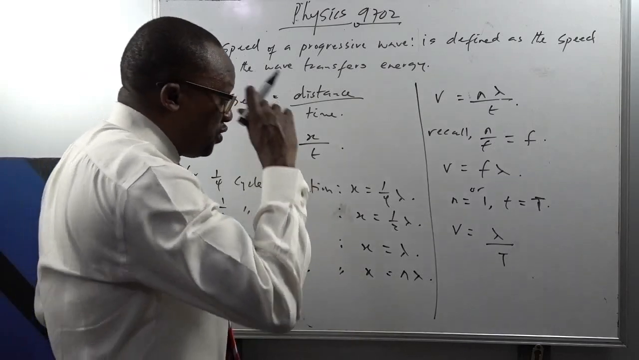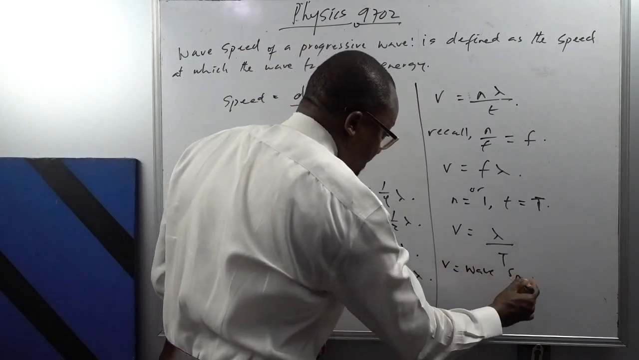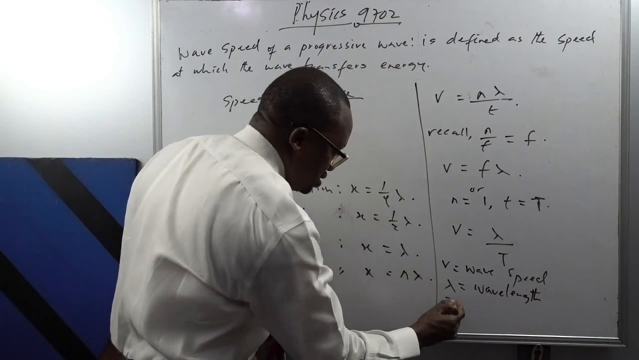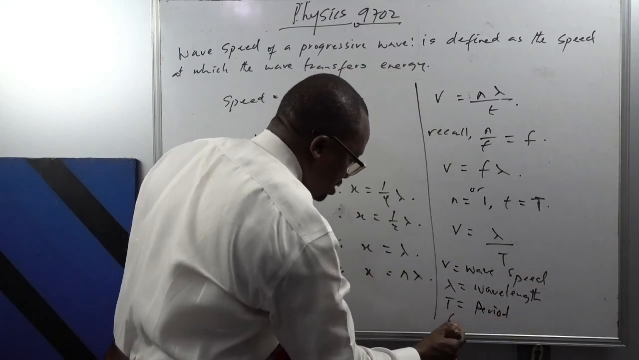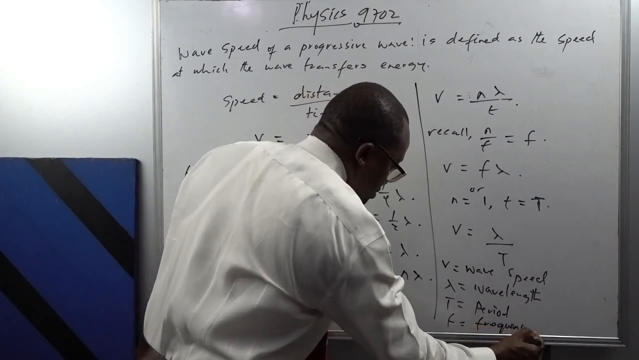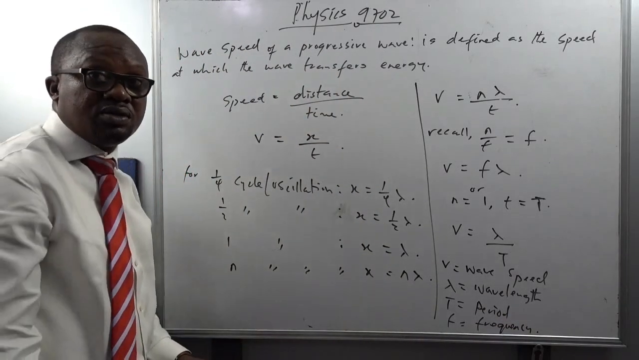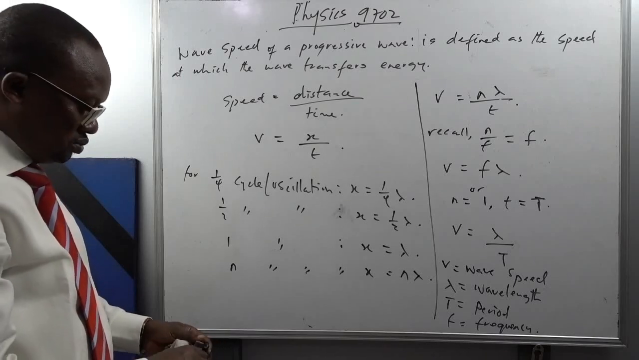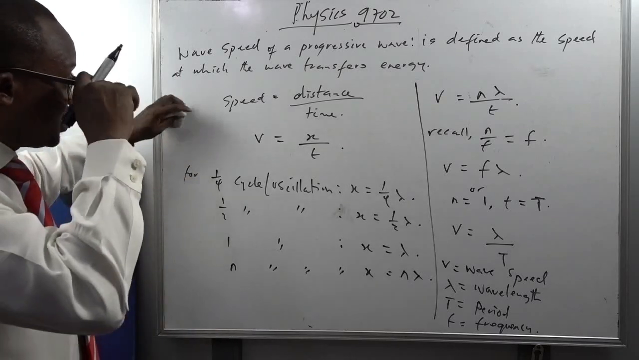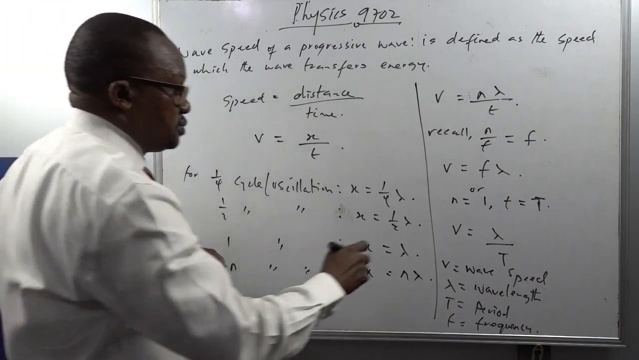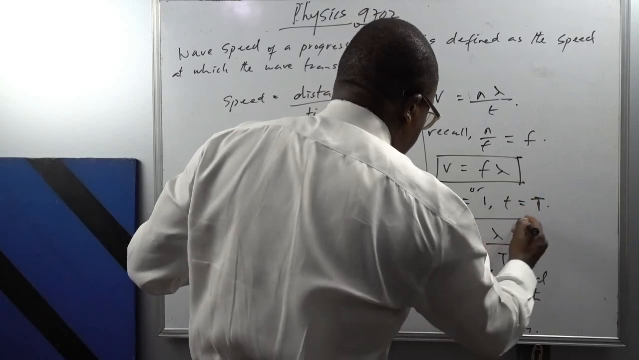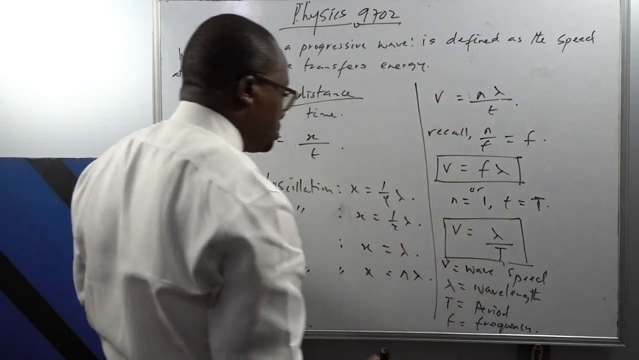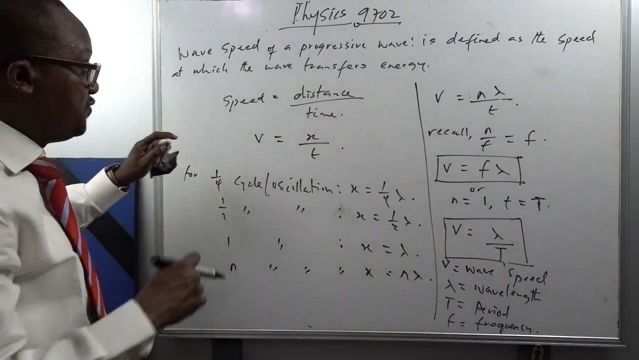Okay? So v is wave speed, lambda is wavelength, P is period, f is frequency. Okay. So very quickly, remember this.